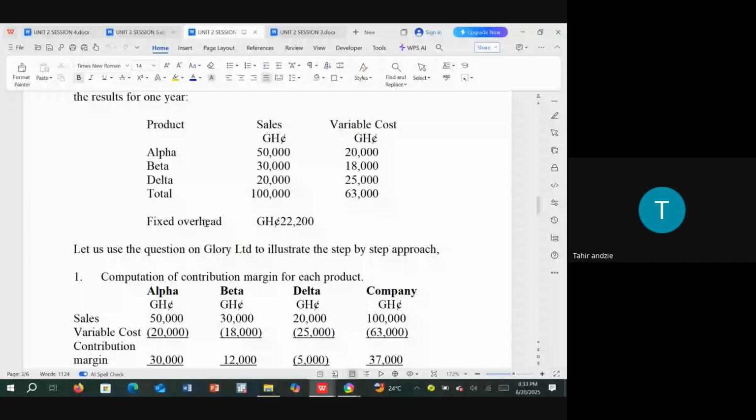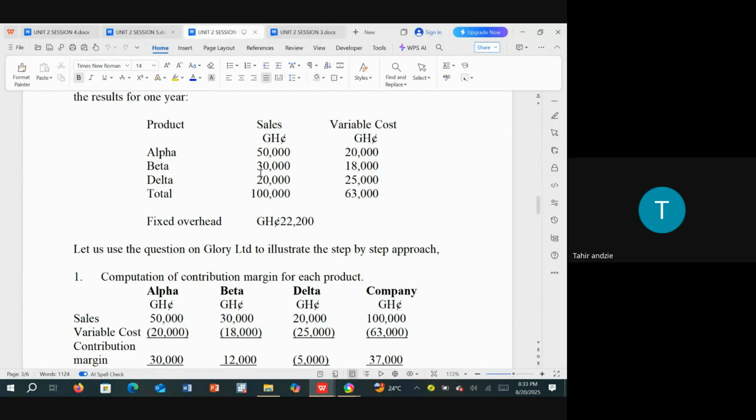We have been given the sales value. We have been given variable costs. We were not told the units that were sold, so as to determine the variable cost per unit and selling price per unit. If we had been given the units sold for each of the products, we could have gotten their selling price and their variable cost per unit.